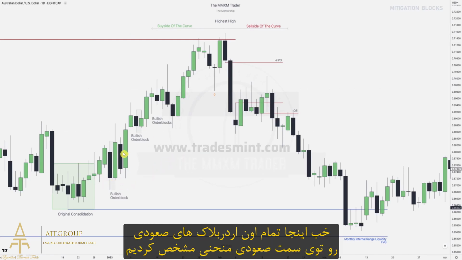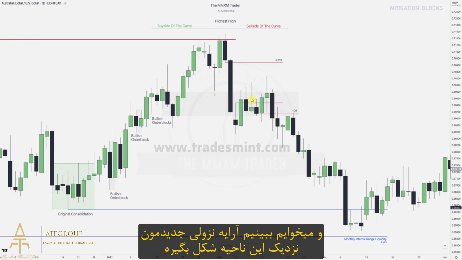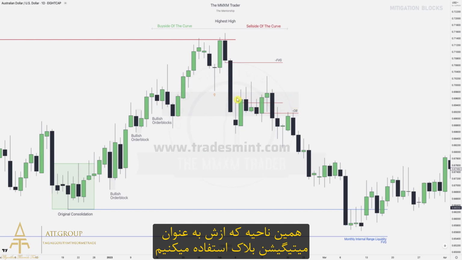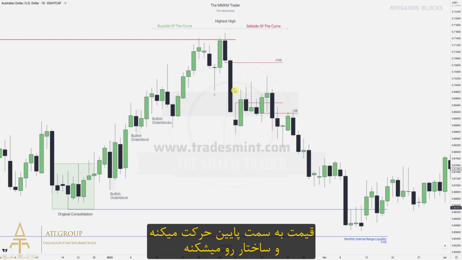So over here we outlined all those order blocks, right? The bullish order blocks on the buy side of the curve. Now we're heading into the sell side of the curve, and we're going to outline this bullish order block to the sell side of the curve, right? So we want to see our new sell side array form around this area where we can use this as a mitigation block. So we can see this fair value gap here, right? We displaced lower and broke structure. So this is a premium array which we can use to sell off from.